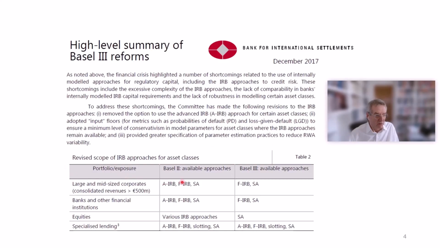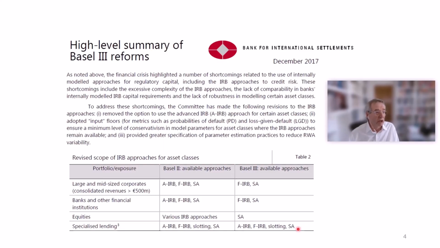So we can see here, for example, large and mid-sized corporates with consolidated revenues of more than 500 million euros. Under the Basel II rules, AIRB was available, but no longer. And as we can see down here for specialized lending, AIRB is still available. But as I've indicated already, the adoption of Basel 3.1 in its entirety has not yet taken place.